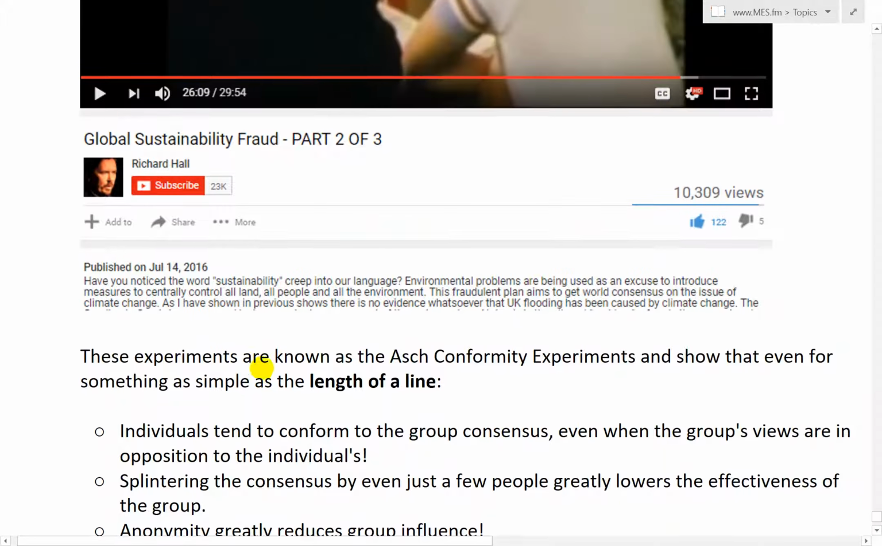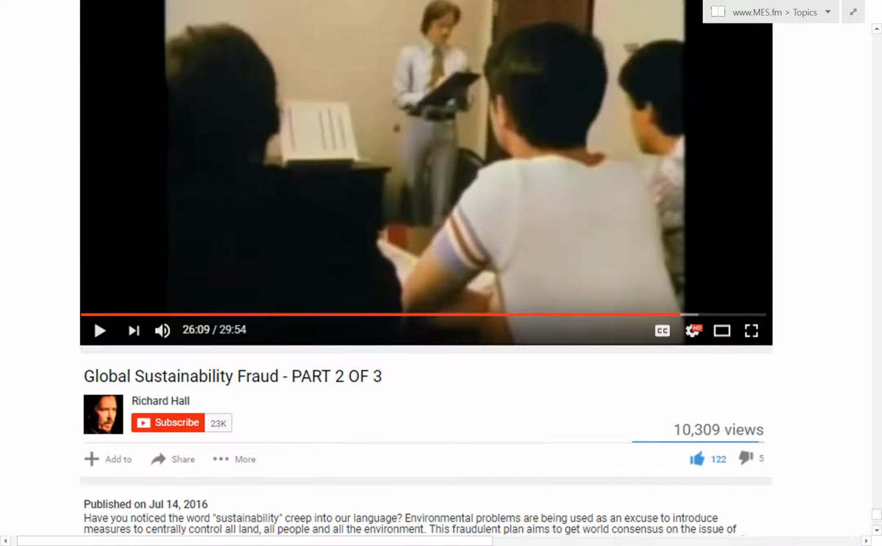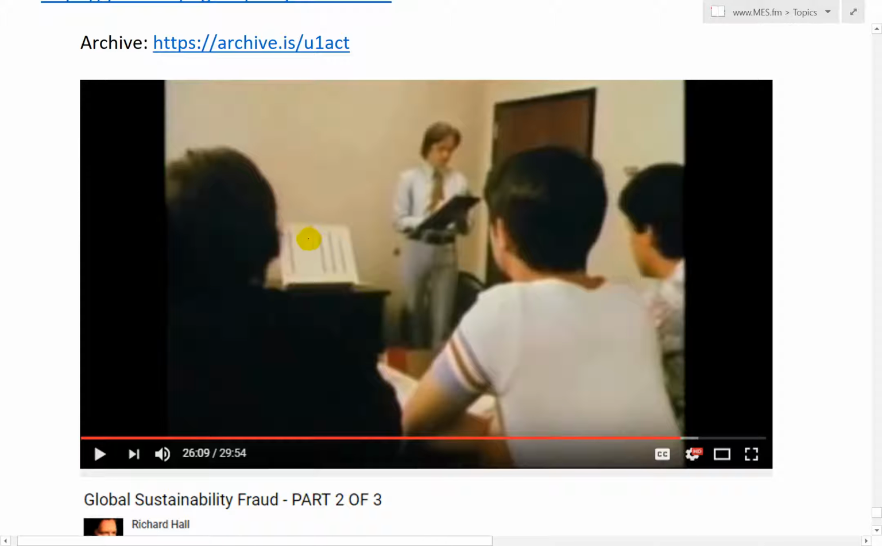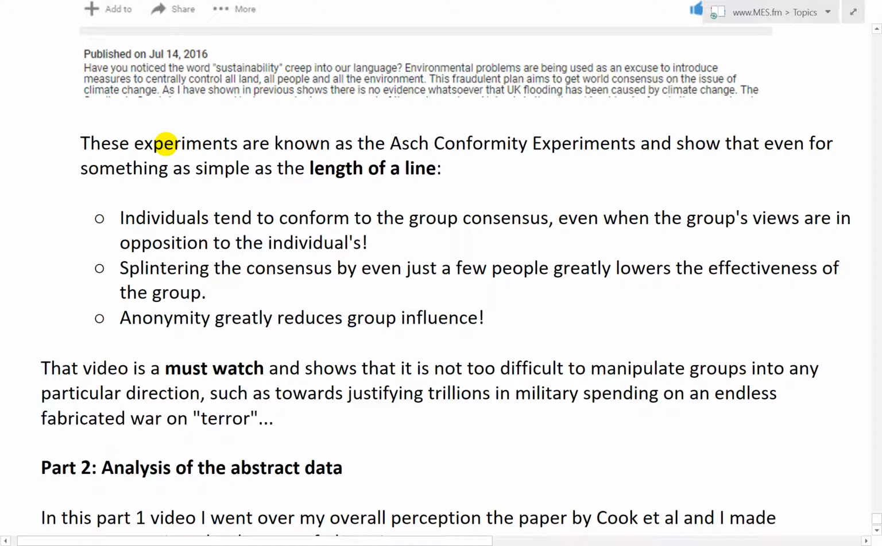But anyways, watch it as a short 5-minute skit or clip. It shows these experiments known as the Asch conformity experiments, to show that even for something as simple as the length of a line, you had a group of people and you have to say which one matches up with it. Obviously, number 2 there. But if you had a bunch of people saying that it was actually 3, then this person's going to be like, oh man, everyone's saying 3, they must be right. I'll pick 3 as well. If everyone's saying climate change, it must be right. So for something as simple as the length of a line, individuals tend to conform to the group consensus, even when the group's views are in opposition to the individual's.